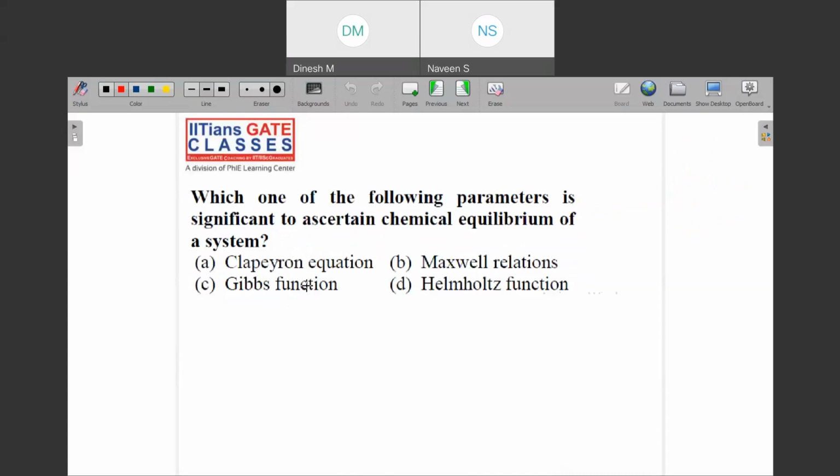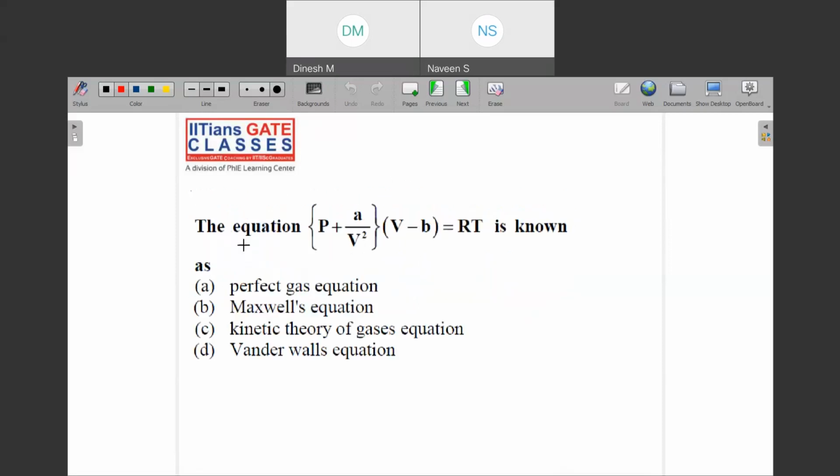Next question. Which one of the following parameters is significant to ascertain chemical equilibrium? Gibbs function. Nothing more to tell now. I told you what this equation is known as: the Van der Waals equation.